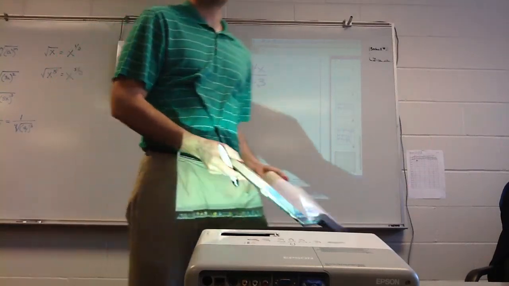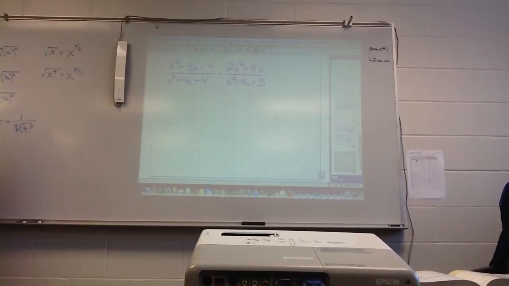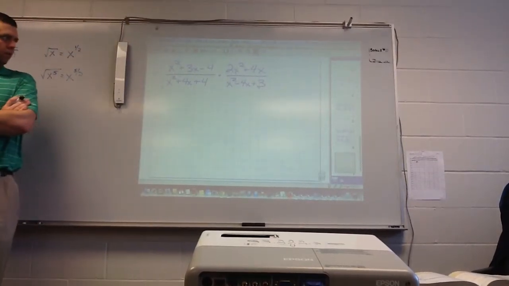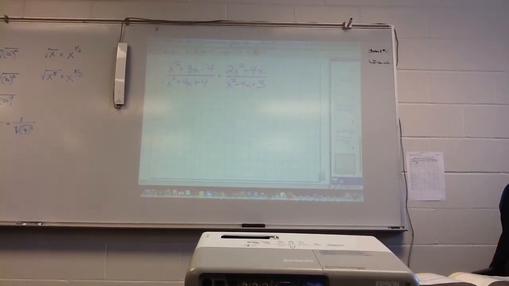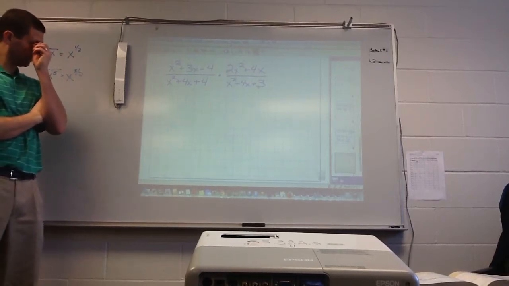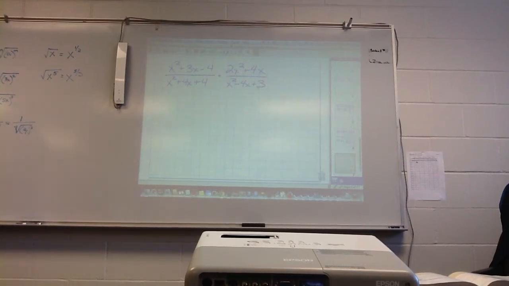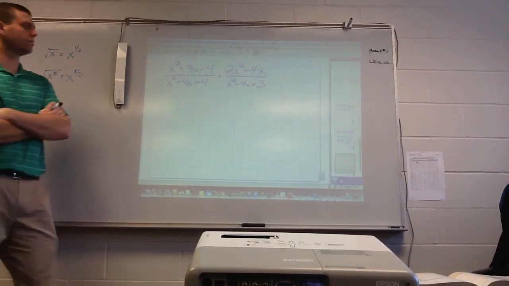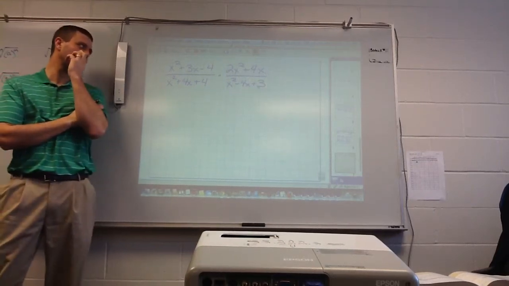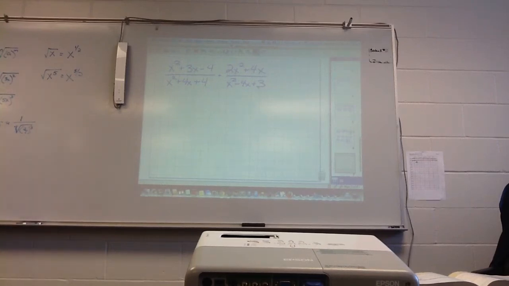Let's do another one. X squared plus 3x minus 4 over x squared plus 4x plus 4 times 2x squared plus 4x all over x squared minus 4x plus 3. What do you think we're going to do? Factor. Factor everything. Everything that's factorable, let's factor.